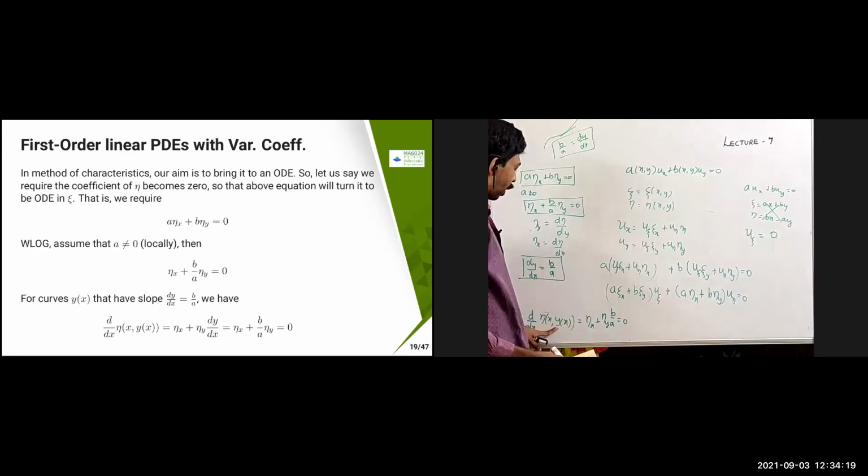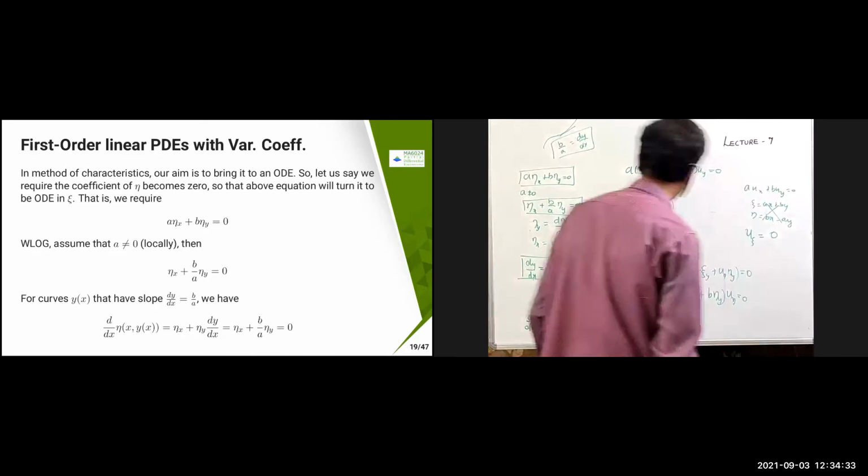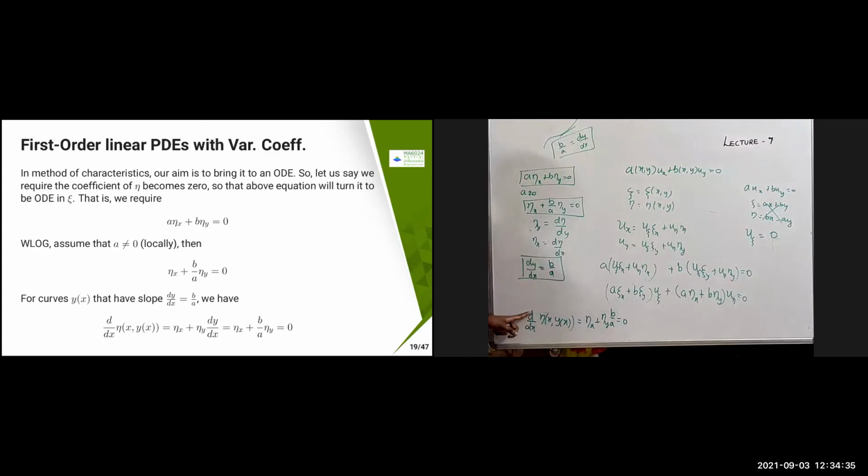So eta of x comma y of x, I'm going to find it. That is going to become eta x, eta y into dy by dx, I'm going to take this curve which is having a slope b by a. So that is going to become this one, that is going to become 0. So that means d by dx of eta of x comma y of x is going to become 0.